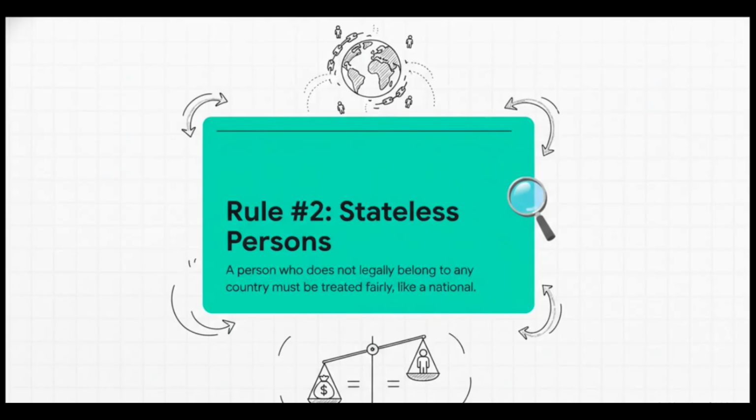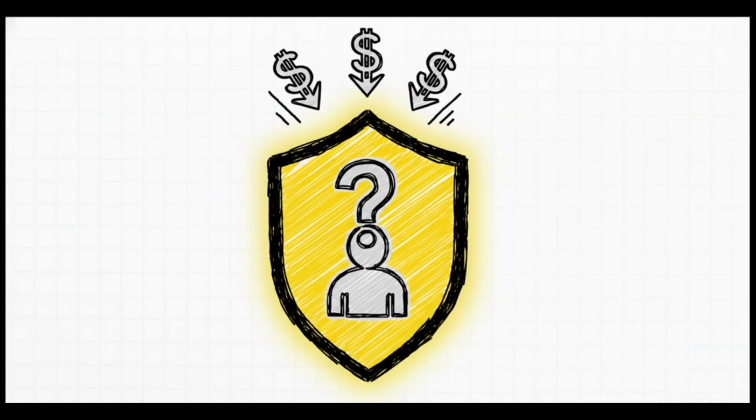The second rule provides a really critical safety net for a group of people in a very vulnerable position, stateless persons. We're talking about individuals who don't have a legal nationality in any country. This rule makes sure they don't fall through the cracks and get hit with unfair taxes. Basically, what it means is that if a stateless person is a resident of a country, that country can't slap them with harsher taxes than it would its own nationals. It's a fundamental protection against being punished for a situation that is almost always completely out of your control.